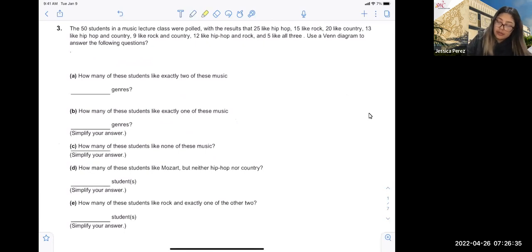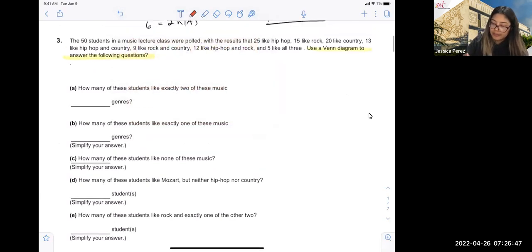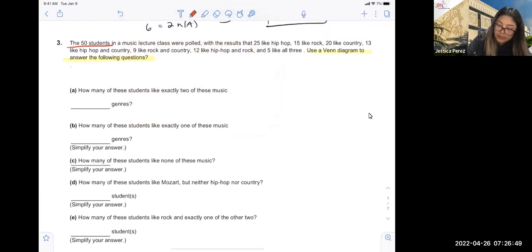Alrighty, number 3. So this one you are asked to do a Venn diagram to answer the following questions. You have to do the Venn diagram. If you do not do the Venn diagram, you will not receive credit. All right, so the first thing you want to do is you have a total of 50 students. We polled 25 like hip hop, 15 like rock, 20 like country.